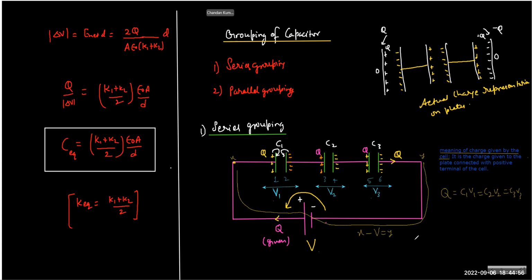So as long as you're moving along the wire, there is no drop. But once you cross some element, there is a chance of drop or rise. And that is why we can say X minus Y equals capital V.